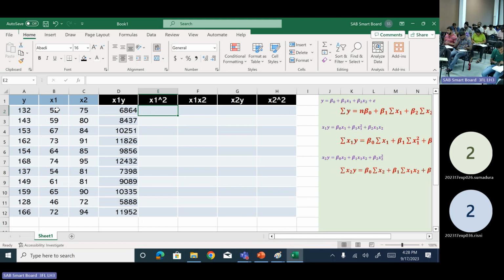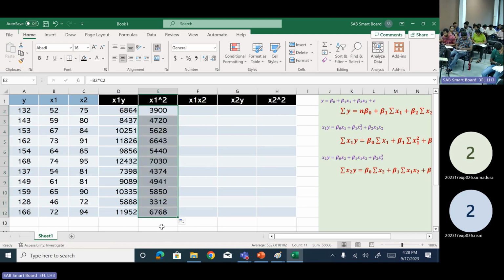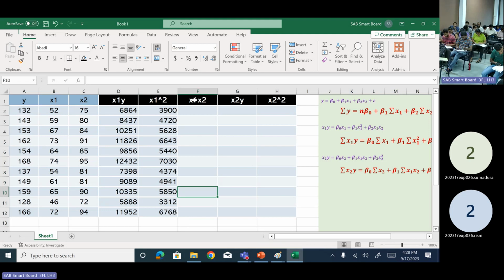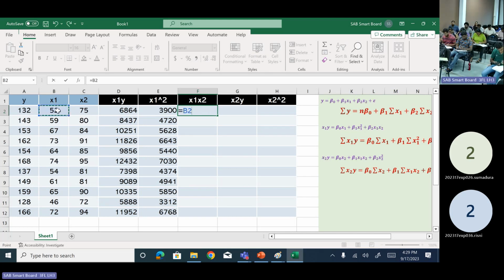X1 square, we have X1 here, so squares of those values. So X1, 52 into 52, 3,900. 59 into 59, so likewise you get all the values. Then X1, X2, the product. X1 is here, X2 is there. Product, multiply, multiply, multiply, get the values here. 52 into 75, right?